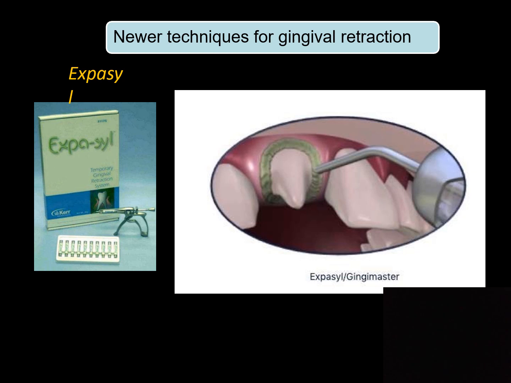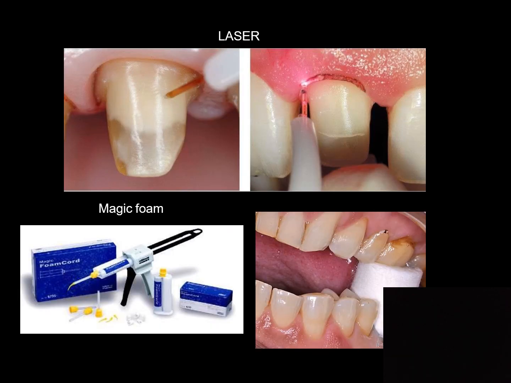Newer techniques such as Expasyl paste are an alternative to the retraction cord. This is a viscous paste placed over the gingival sulcus for a period of 20 seconds to provide gingival retraction. It consists of aluminum chloride, kaolin, and excipients. It also contains flavoring agents and is mostly available in strawberry flavor. Next, laser and magic foam have also been used as alternatives to the retraction cord or electrosurgery to perform gingival retraction.